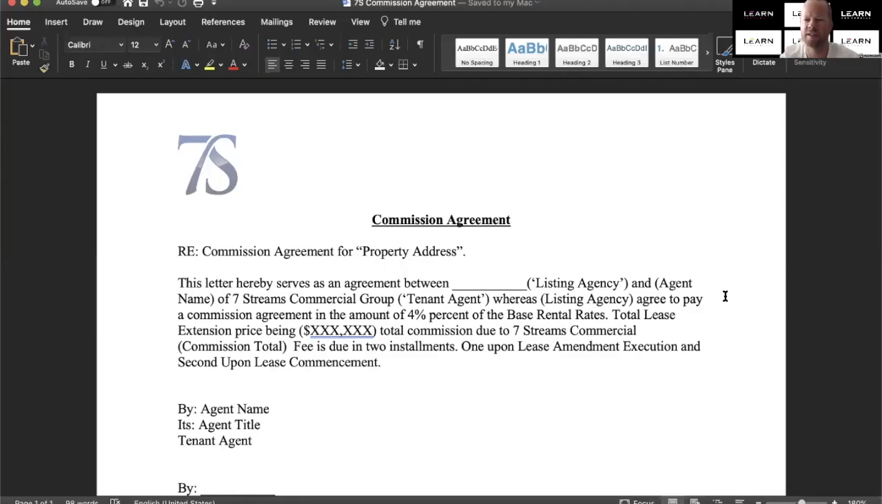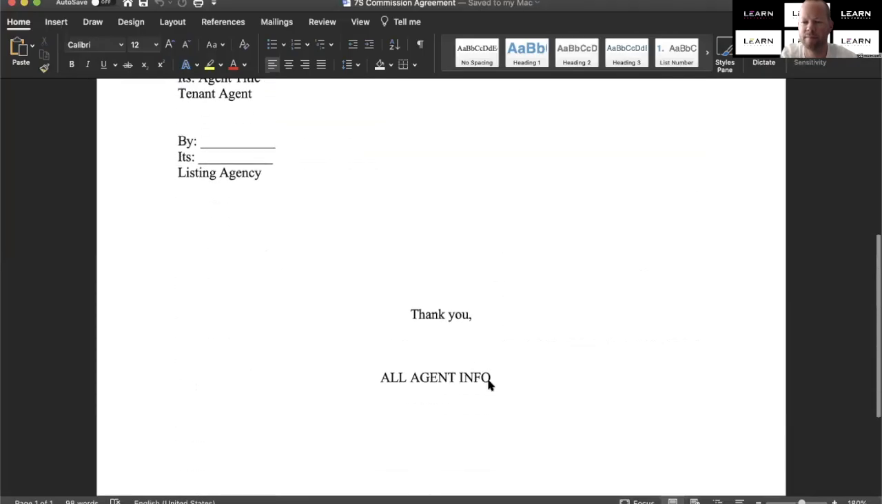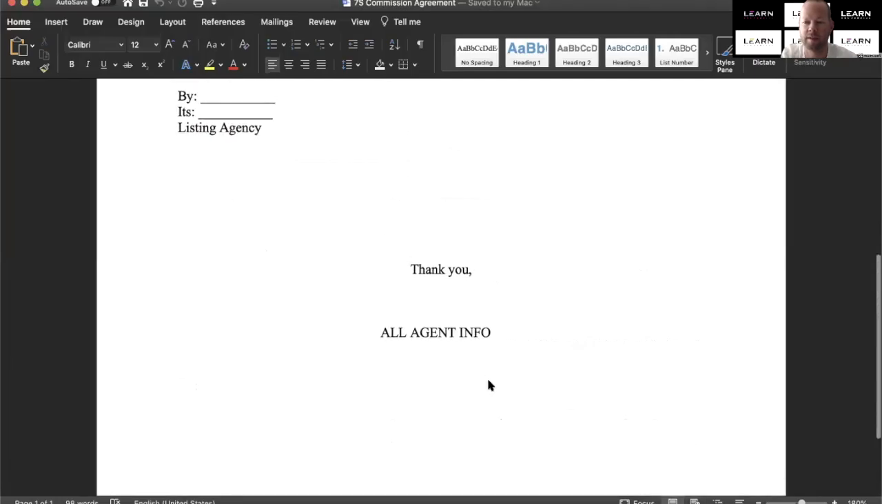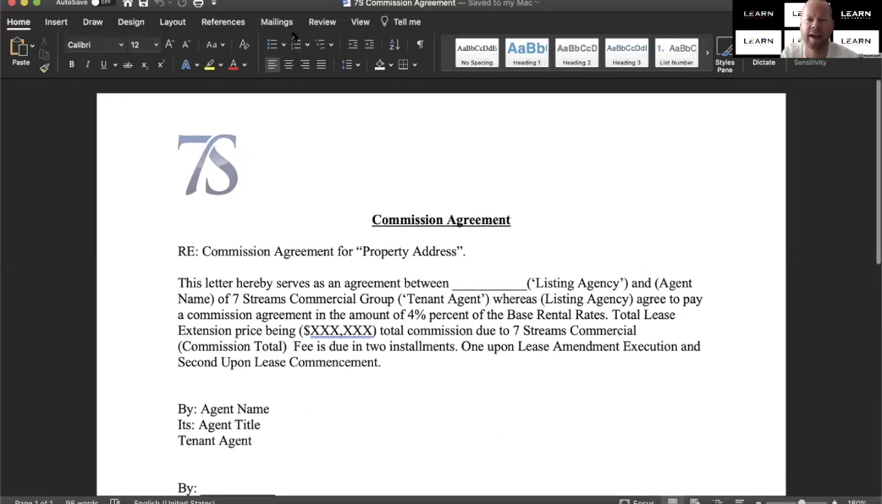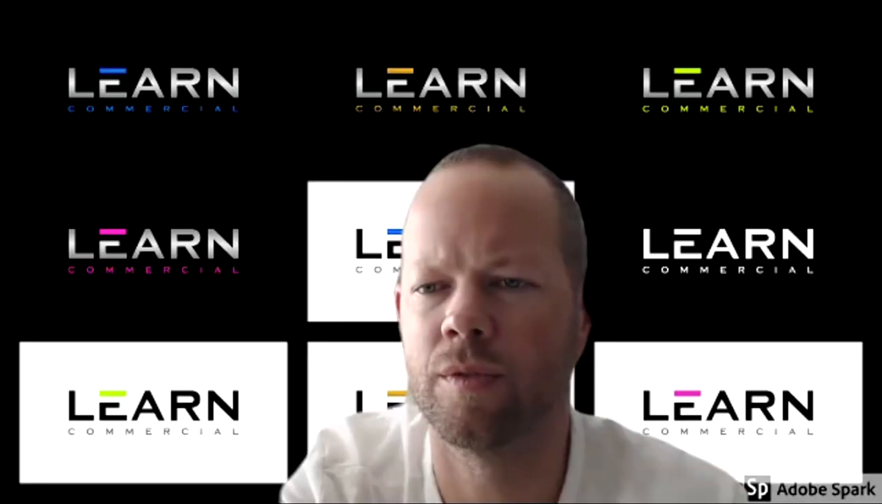This letter hereby serves as an agreement between so-and-so listing agent and Seven Streams Commercial Group tenant agency, whereas listing agency agreed to pay a commission in the amount of 4% of the base rental rates, total lease extension price being, put that total price there. Total commission due to Seven Streams Commercial, fee is due in 2 installments, 1 upon lease commencement, blah, blah, blah. That's it. Add their info and just keep it simple, and then manipulate it, whatever you need to do.